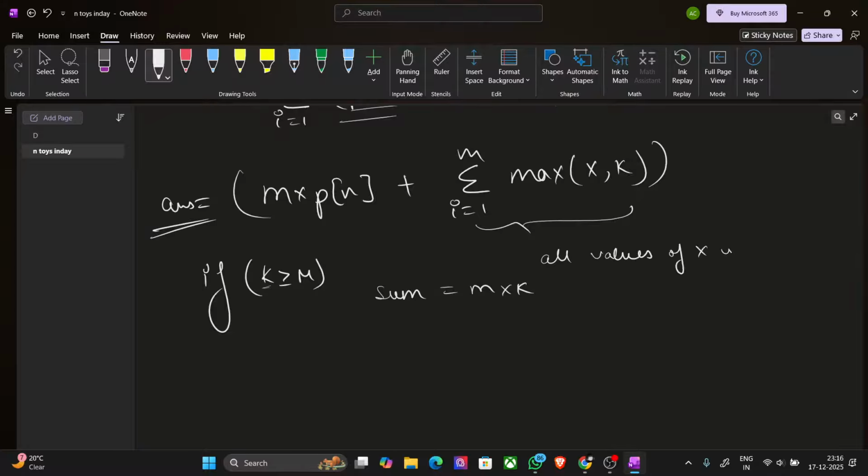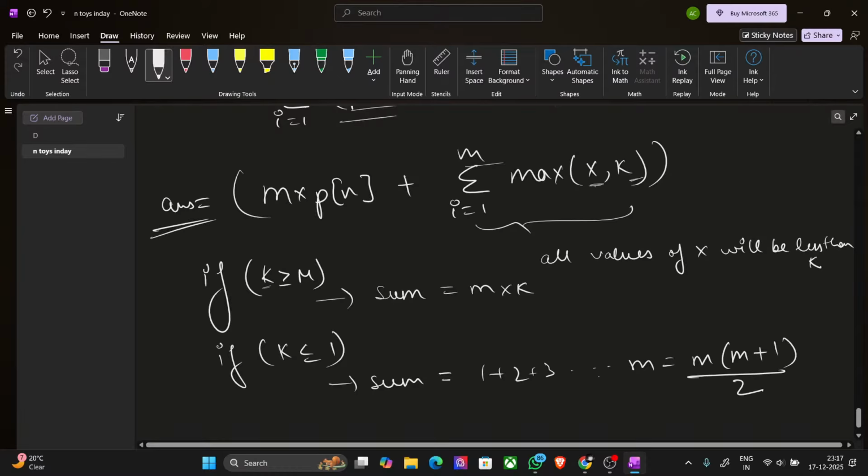If my k is less than or equal to 1, which means 0 or 1, then my sum will be just 1 plus 2 plus 3 up to m, right? If k is 0 or 1, then the sum will be the maximum value of x, which is 1 to m, correct? So this can be written as m into m plus 1 by 2.